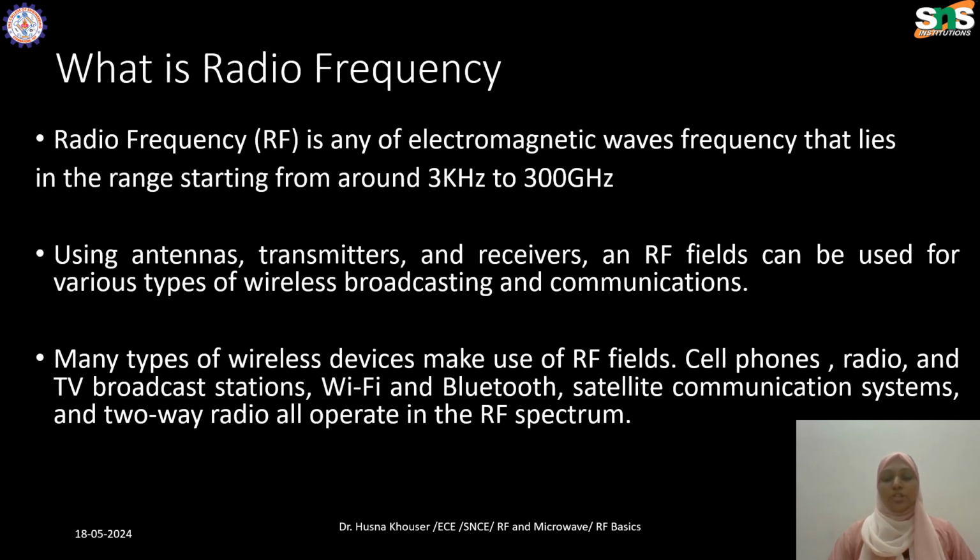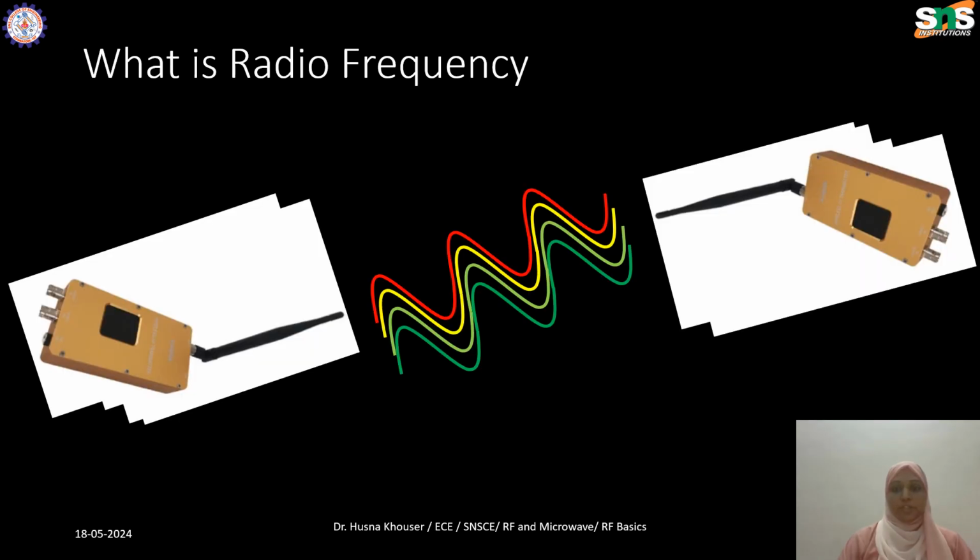What are the applications where we use the radio frequency? The radio frequency is used in various wireless devices such as cell phones, radio, TV broadcast, Wi-Fi and Bluetooth. For higher frequencies, satellite communication is an example of a high frequency application. This picture shows the RF system in a simple way.